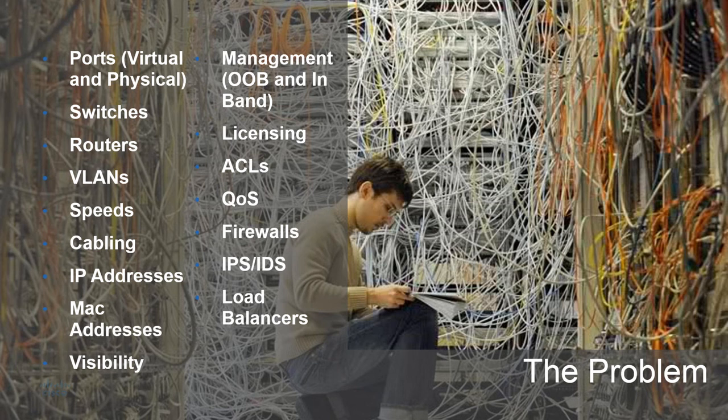ACLs are not a simple thing. Firewall rules are not a simple thing. And usually they require a lot of change management and all that stuff. So let me talk a little bit about why ACI will help with all that. We actually automate pretty much 90% of your day-to-day network admin configurations.